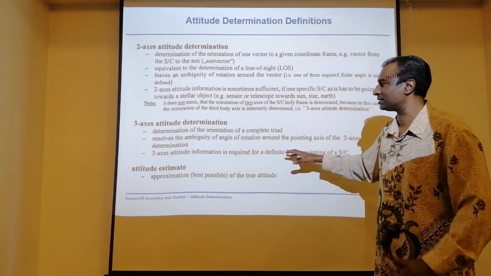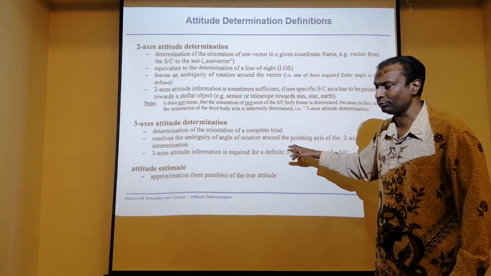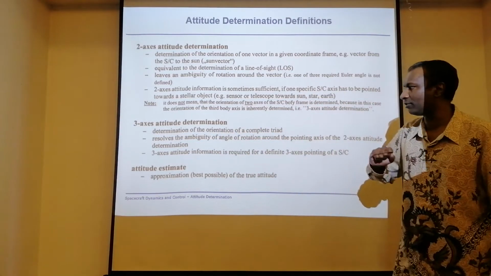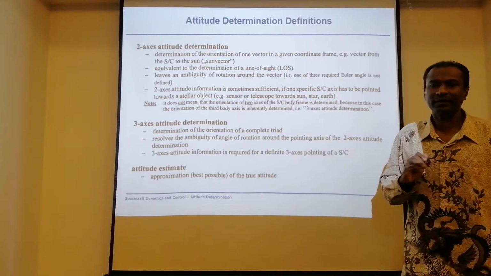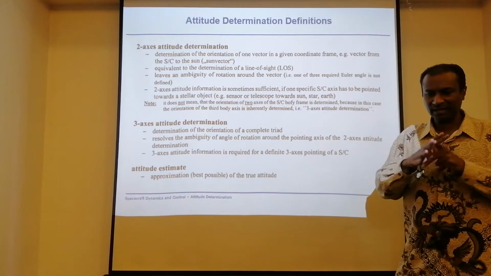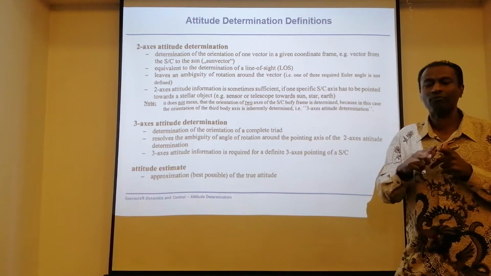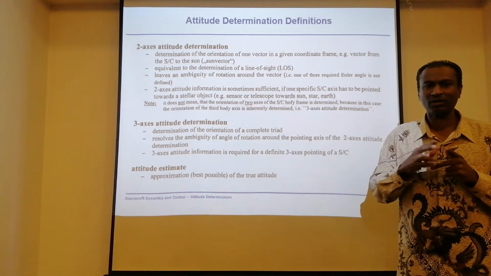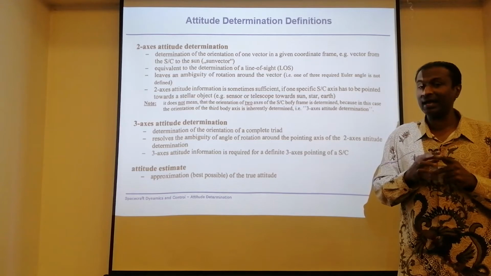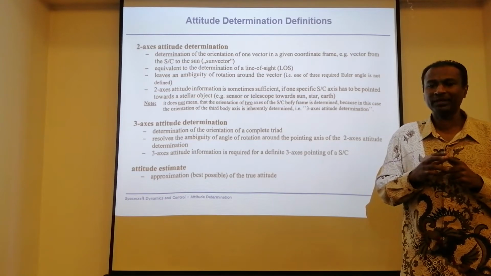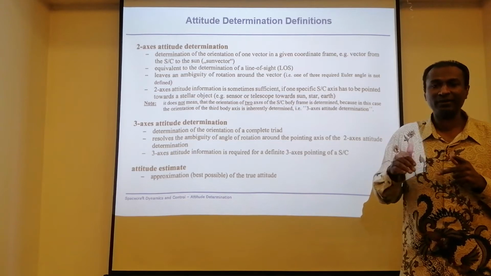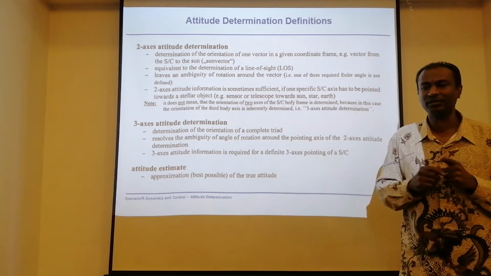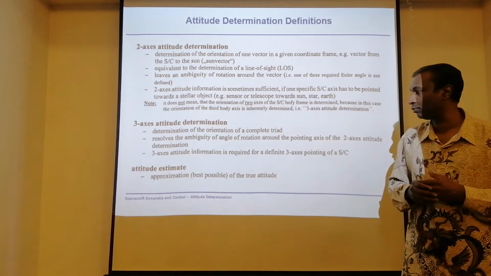So for three-axis sensing to be achieved, you need determination of the orientation of a complete triad. That means for all three axes, I know how much you have moved or rotated. If I can sense all these three, technically speaking, I can have a very good knowledge of the rotation, and with that I should be able to correct them using the attitude actuators that you've been exposed to.